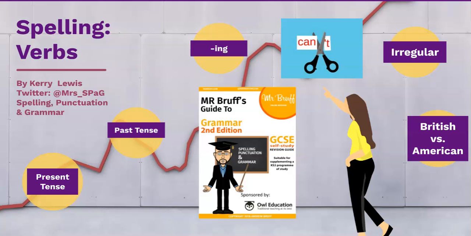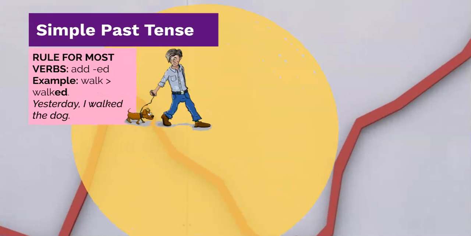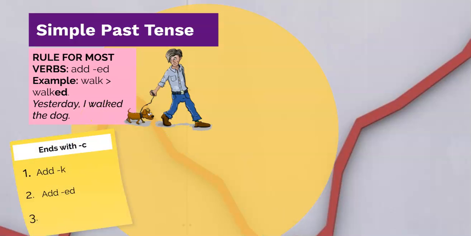Now, the simple past tense is for events that have finished in the past. And most verbs follow the rules of adding ed to make the past tense. For example, walk becomes walked. Yesterday I walked the dog. But, again, we do have to tweak the spelling sometimes. So if a word ends with C, we have to add a K before we add ed. For example, panic becomes panicked.